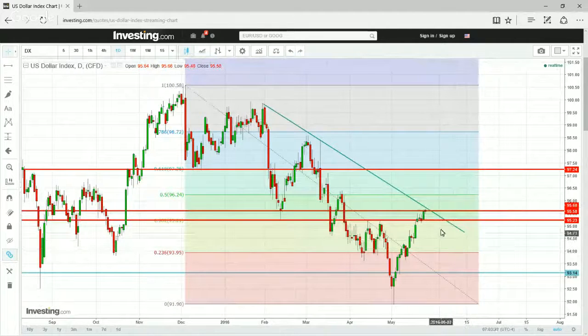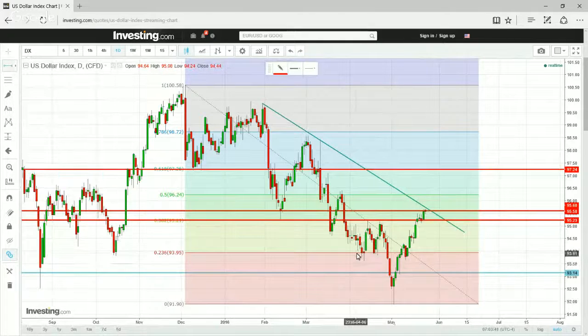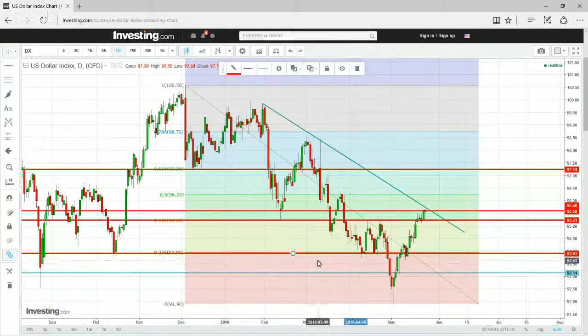Obviously, if we do retrace from this point, then an area which I'd be looking at as quite clear support would be this level here. So a retest of the 23.6% retracement level and these previous lows at around the 93, 94 mark. So if we do get a retrace lower from this point, I would still be looking for the US dollar to turn higher, and I'd be looking for this area here to act as support. So again, we'd get a sort of inverse head and shoulders pattern setting up there.